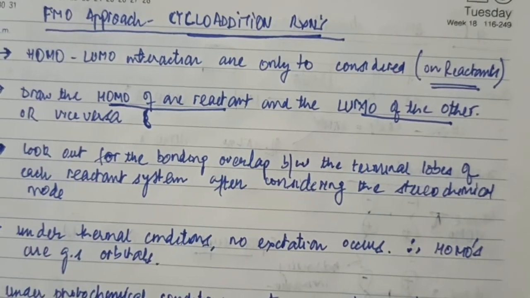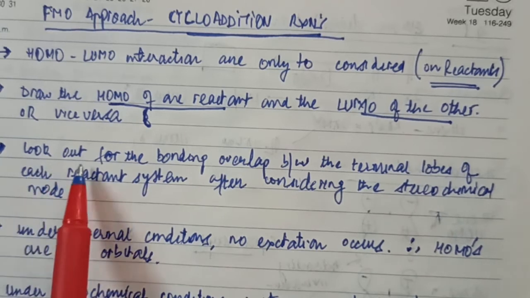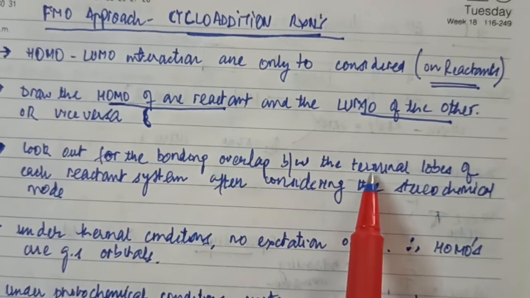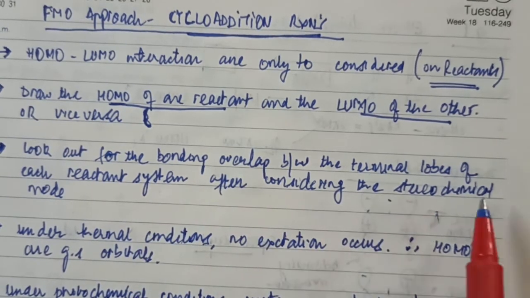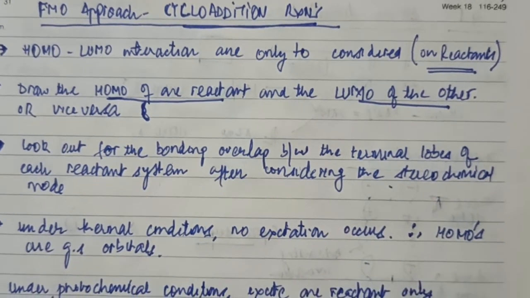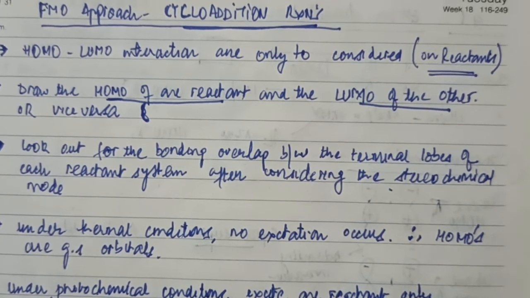Okay, then once we have drawn the HOMO of one reactant with the LUMO of the other, we need to look out for bonding overlap between the terminal lobes of each reactant system after considering the stereochemical mode. What does it mean? Now, we've drawn the HOMO of one reactant, we've drawn the LUMO of the other reactant. We know it is the terminal lobes of the reactant system which actually undergo overlap to form the sigma bonds, as in the case of cycloaddition reactions.